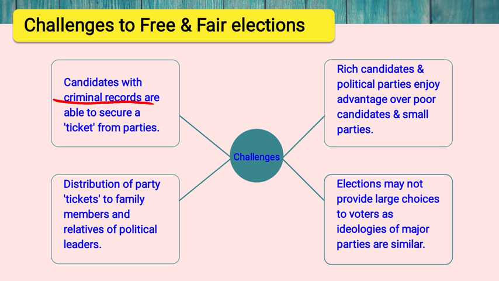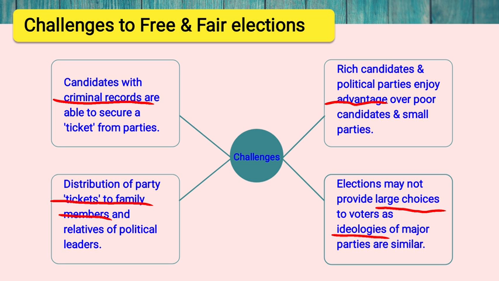Next is that rich candidates and political parties enjoy an advantage over poor candidates and small parties. This is a classic example of money power and how with the help of money they gain an advantage over the poor candidates. Next is that elections do not offer large choices to the voters in terms of ideologies, because the ideologies of the major political parties are almost similar. Lastly, it is the distribution of party tickets to family members or relatives. It is a kind of nepotism or favoritism that exists in the political arena.